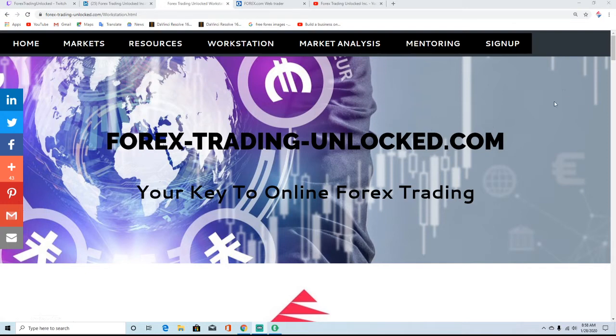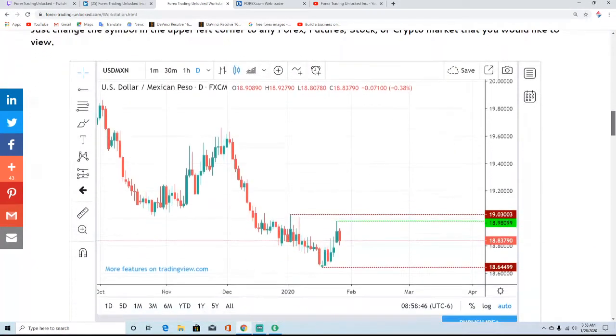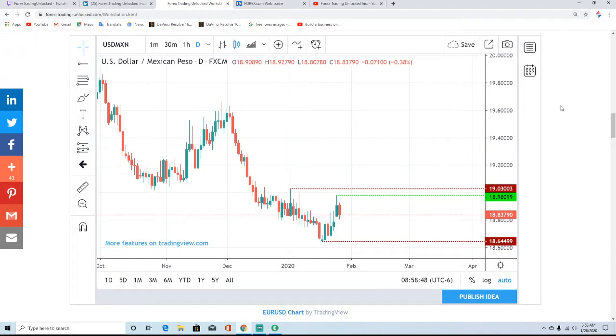We have the www.forex-trading-unlocked.com website pulled up, and from the top of the menu bar you can see the workstation icon. We've already pulled that up, and we're going to zoom past the numbers, and we already have our US dollar Mexican peso market pulled up. Now, why do we have this? Well, we've been looking at this short-term buy signal that we had triggered a few sessions back and watching how it is manifesting right now.